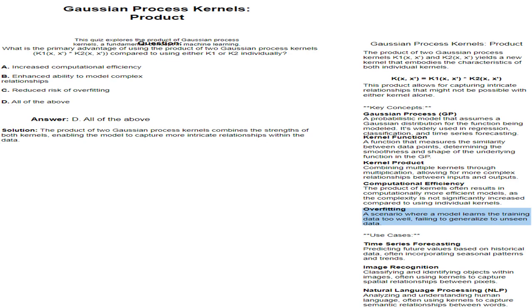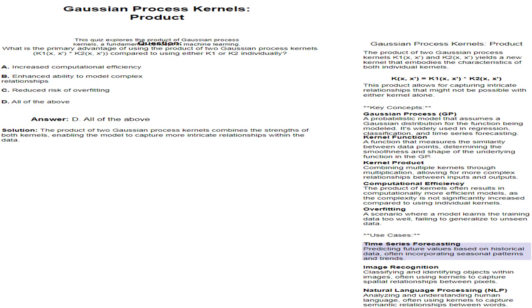A scenario where a model learns the training data too well, failing to generalize to unseen data. If a kernel only focuses on the training data, it might learn very specific patterns that don't apply to new data. This leads to overfitting and poor performance on unseen data.